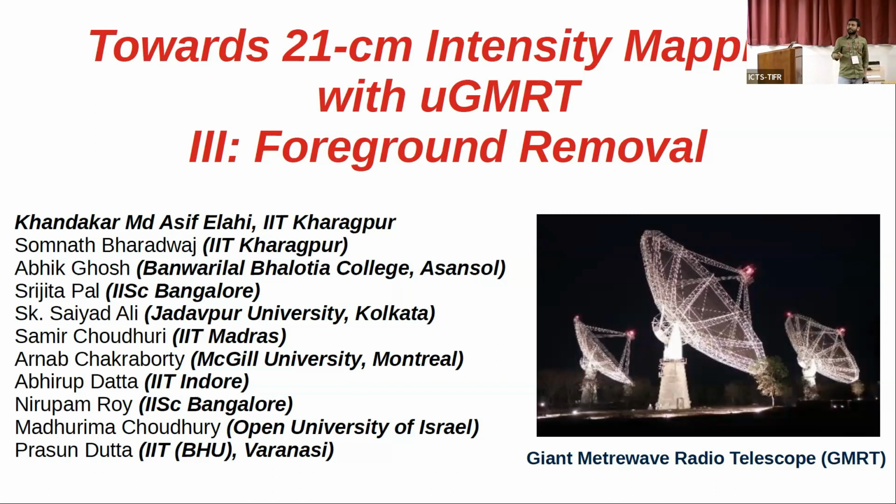I'll be talking about 20 centimeter intensity mapping with upgraded GMRT, and this is the third work of a series of work that we are doing with data from uGMRT. For those who don't know, GMRT is a very big radio telescope in India. It is 80 kilometers away from Pune city. This work I'm doing at IIT Kharagpur. I'm a PhD student there with Professor Somnath Bharadwaj and others.